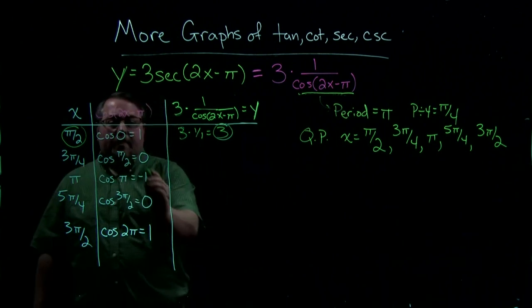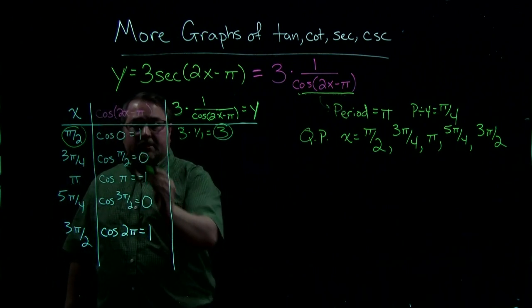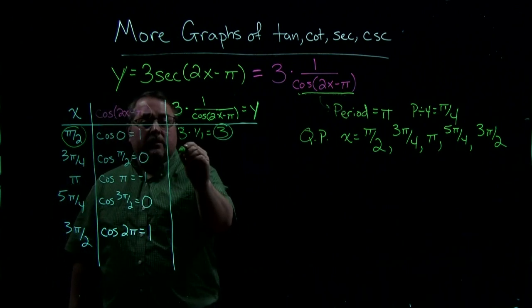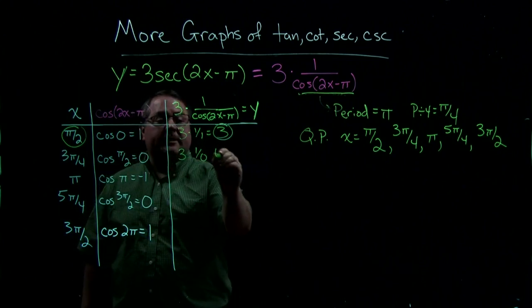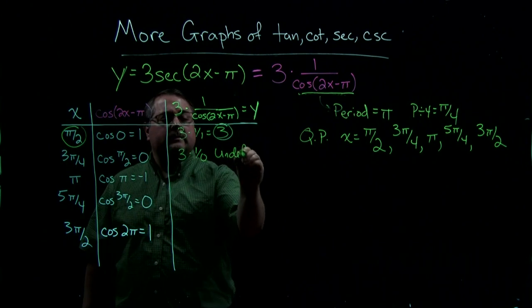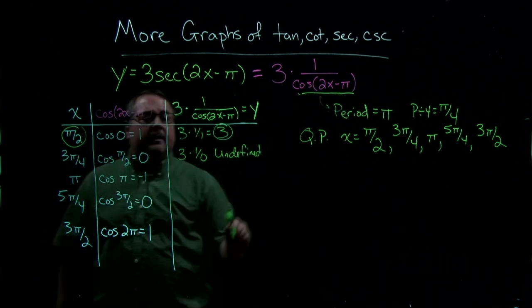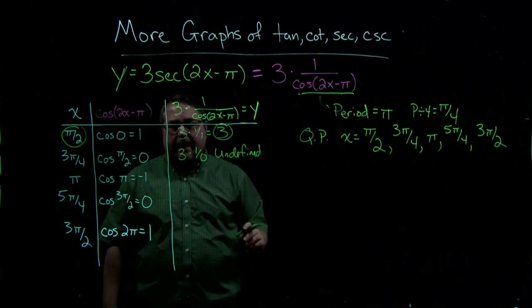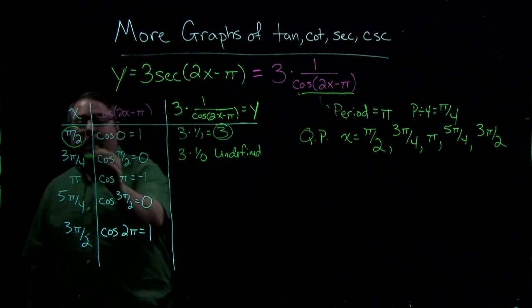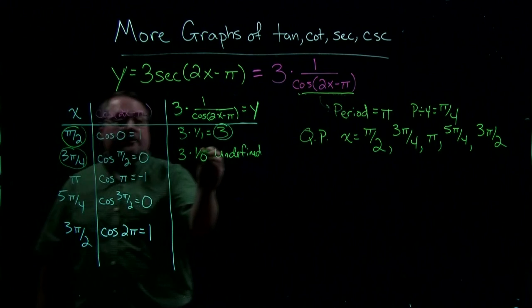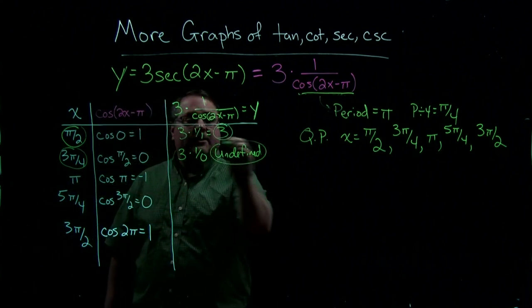For our next point, cosine is equal to 0. So to get the secant, we'd have to try to take the reciprocal of 0. So the secant is going to be undefined. Okay, so when x is 3 pi over 4, we don't get a y value. Secant is undefined. We're going to have a vertical asymptote there.